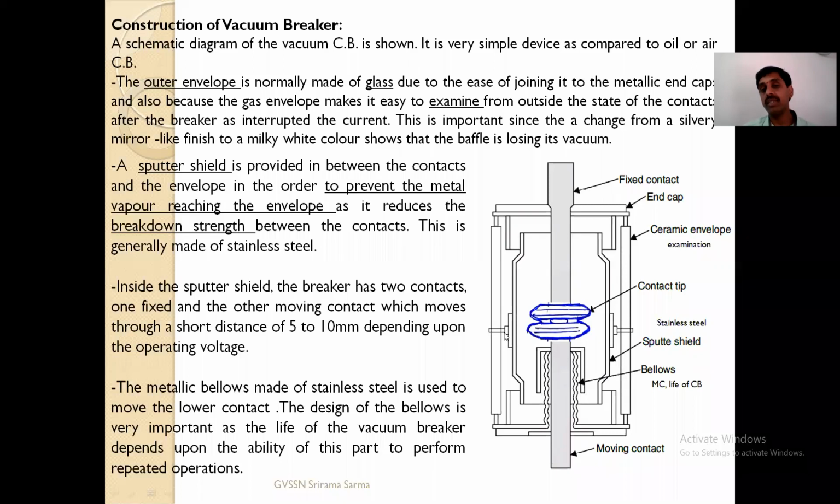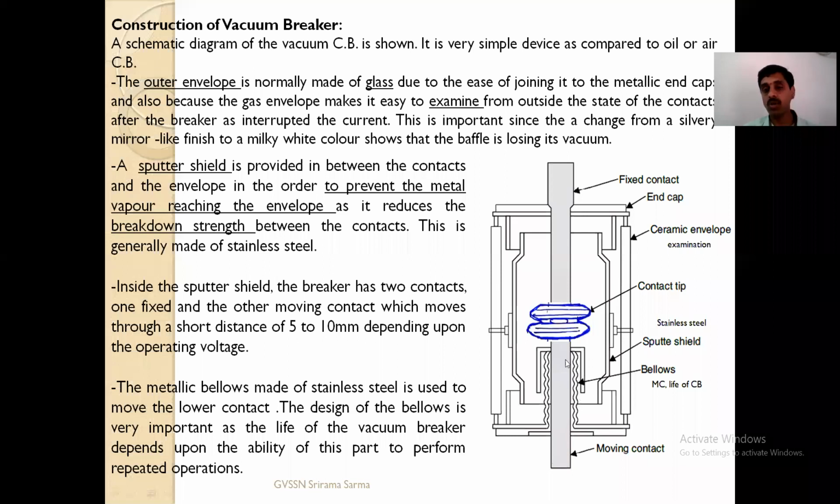Inside the sputter shield, the breaker has two contacts, one fixed contact and another moving contact, which moves through a distance of 5 to 10 mm, a very small gap length. So depending upon the operating voltage, either 5 mm or up to 10 mm, that variation will be there.